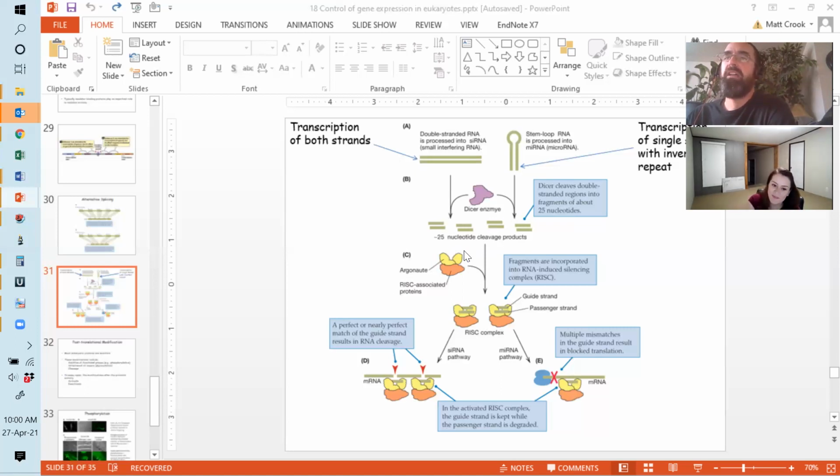Anyway, this complex assembles around these small fragments, and its job is to do two things. One, it chews up one of those strands. For that RNA, this barcode RNA I guess is probably the better word, to be able to recognize its target, it has to be single-stranded. Otherwise, you don't get the hydrogen bonding. And so the first step is that the RISC complex chews up one of the strands.